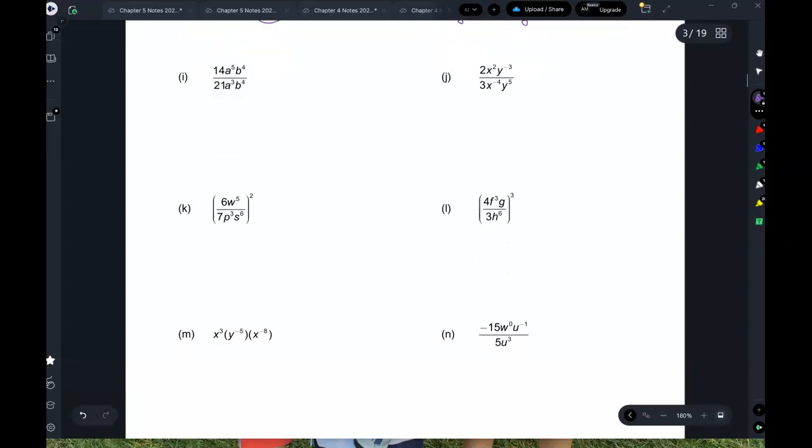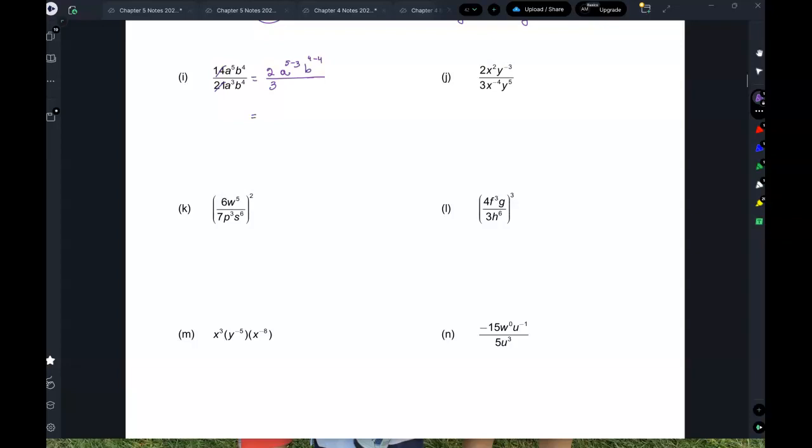Okay, here, 14 and 21. Does that simplify evenly? No, it doesn't simplify evenly. So what happens is you divide by 7, you get a 2 and a 3. The A's, you write in the top, 5 minus 3. And the B, you write in the top, 4 minus 4.